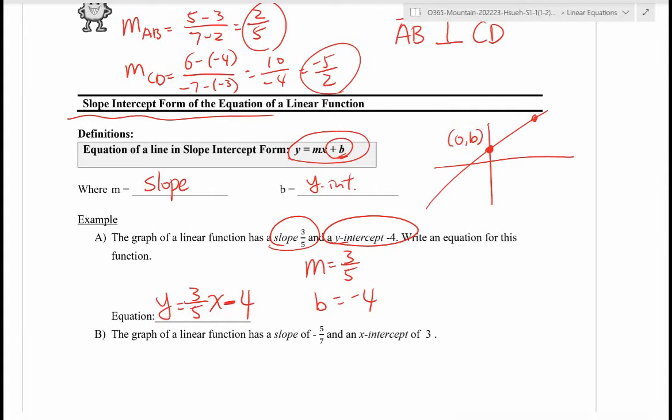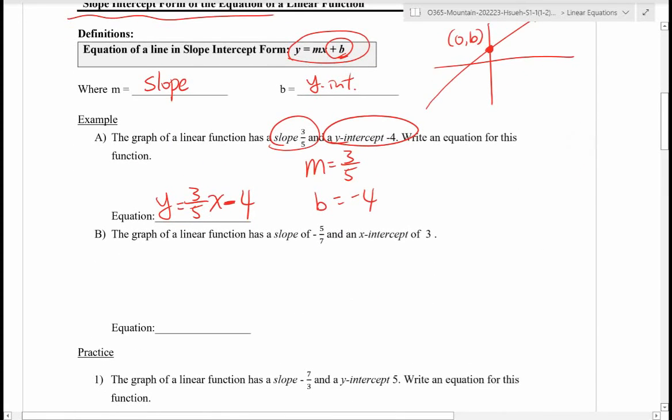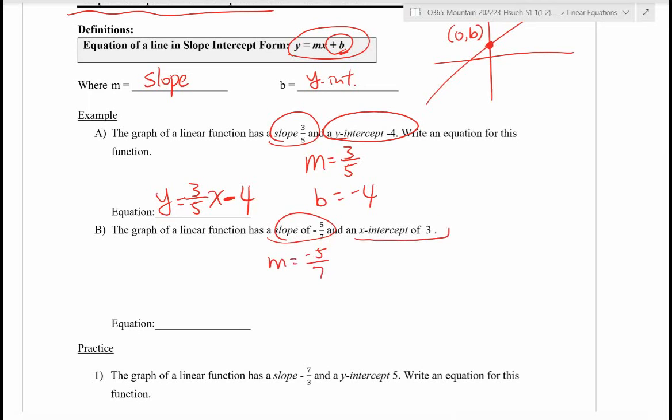The equation of the line that has a y-intercept of -4 and a slope of 3 over 5 is y equals 3 over 5 x minus 4. So that's pretty easy. Part B says the graph of a linear function has a slope of -5 over 7. So again, m equals -5 over 7, not a problem. But this time it gives us an x-intercept of 3. This is not the y-intercept, so this is not the value of b.